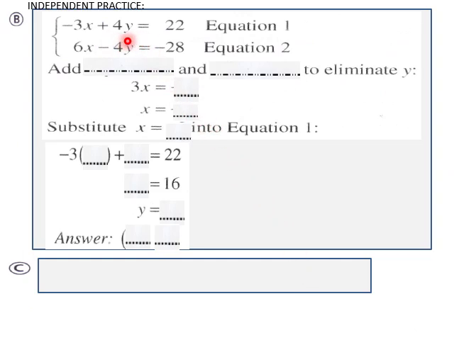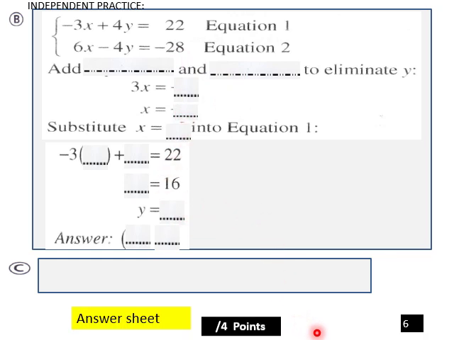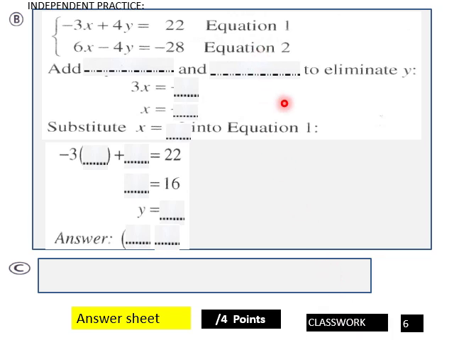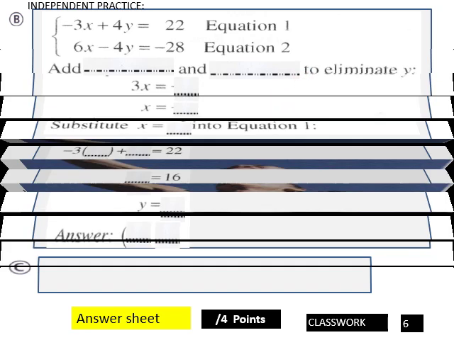And then here, I'm going to let you do this, students. I've done that first part. Now you step up and do this part, okay? And this is your answer sheet, 4 points here for you. This is your independent practice. And then C, which system do you think is easier? And you have a substitute method here. So say which is easier between the two methods of solving.